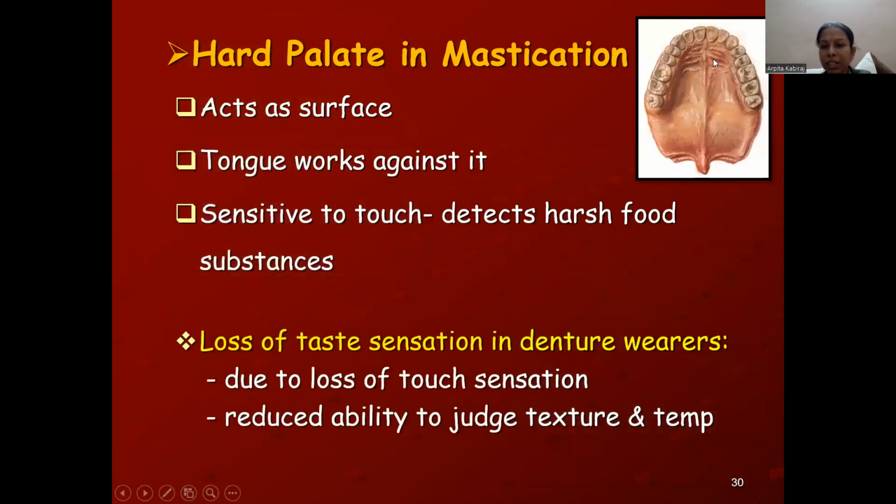Hard palate in mastication: it acts as a surface where the tongue presses against the hard palate to help in the masticatory movement. It is sensitive to touch and detects harsh food substances. Loss of taste sensation in denture wearers is due to the loss of touch sensation and reduced ability to judge the texture and the temperature of the food.